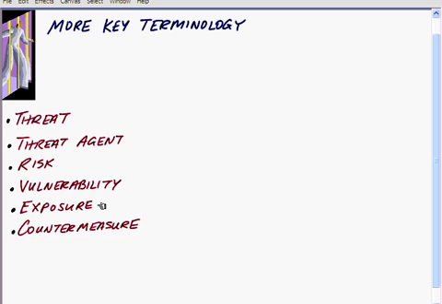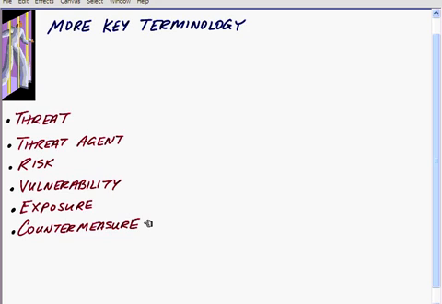Exposure is a scenario where you're exposed or you're open to potential losses from a threat. For instance, if your system's been compromised by a hacker and then you've had critical files deleted or copied, then you've been exposed and a loss has occurred.